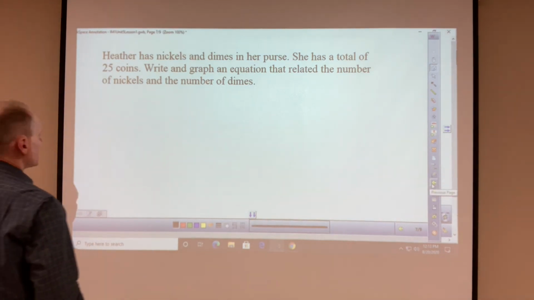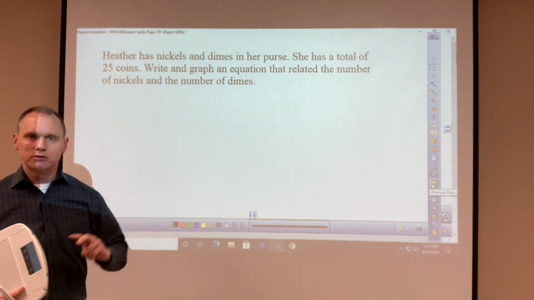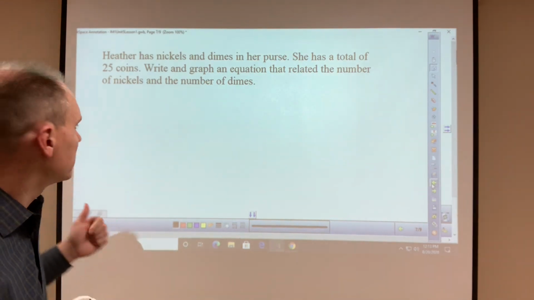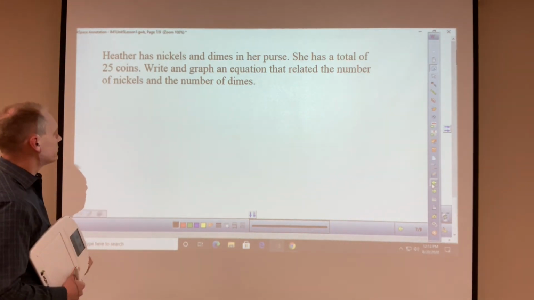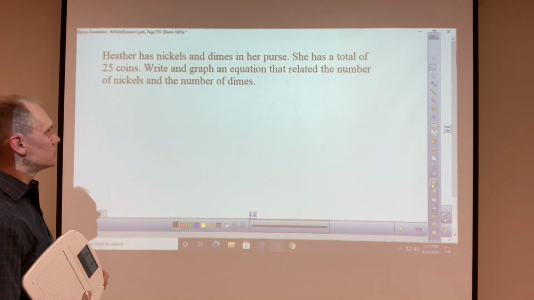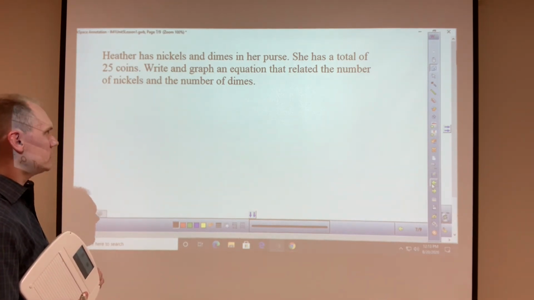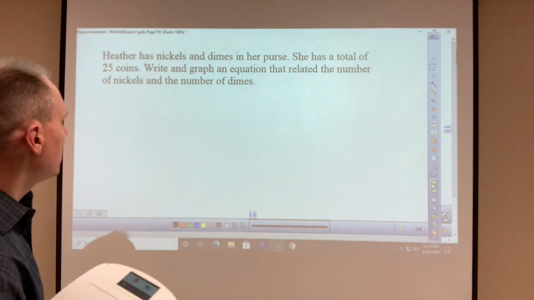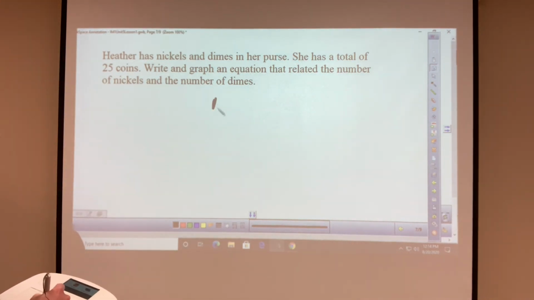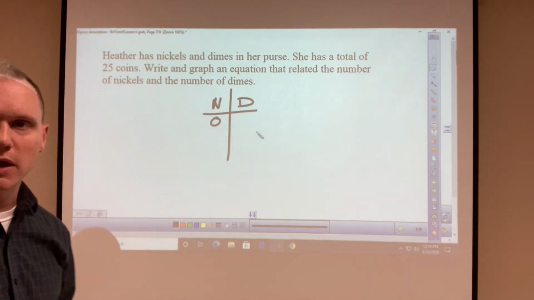All right, this is kind of our last example here, which is going to be a two-part one. The first part here: Heather has nickels and dimes in her purse. She has a total of 25 coins. Write and graph an equation that relates the number of nickels and the number of dimes. So we've got 25 coins, we've got nickels and dimes. So we could just start plotting things out here. If we had 0 nickels, how many dimes would we have?